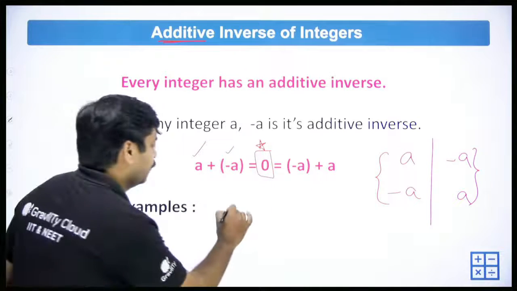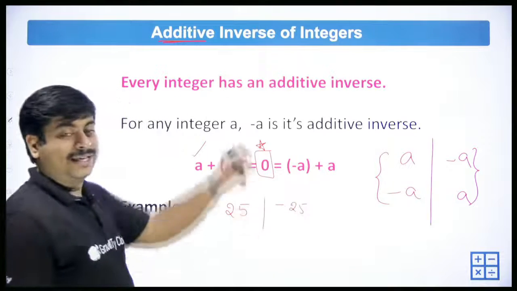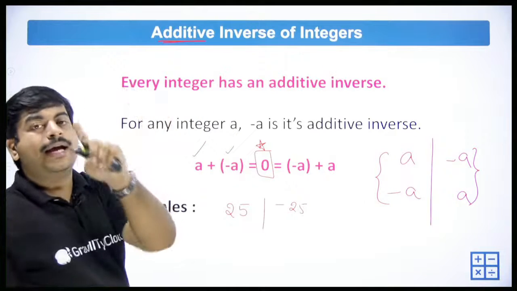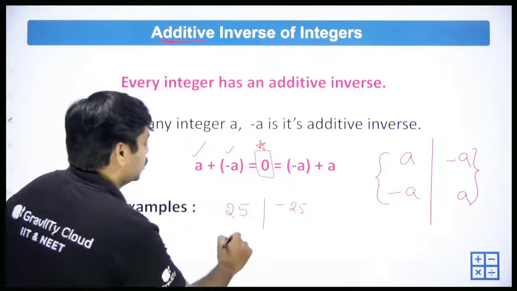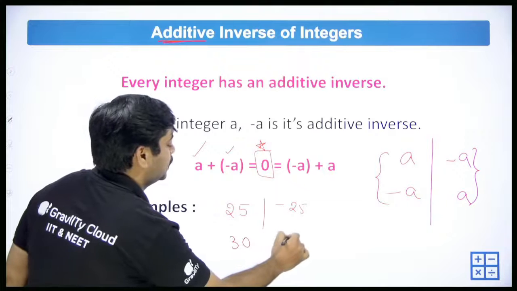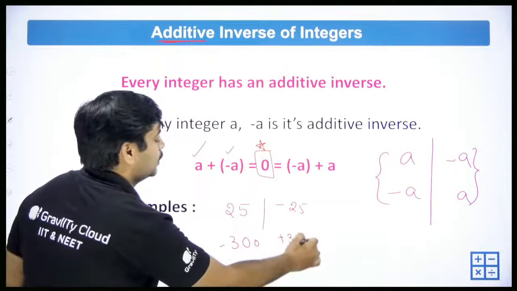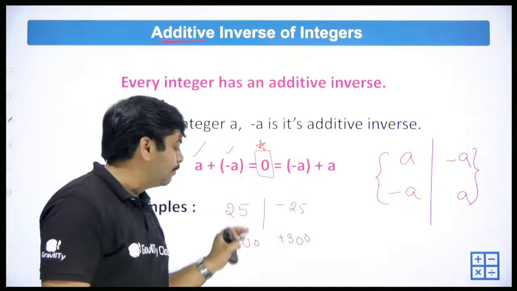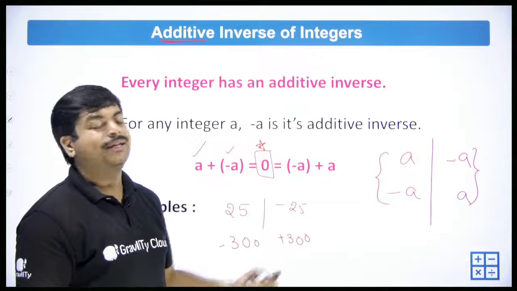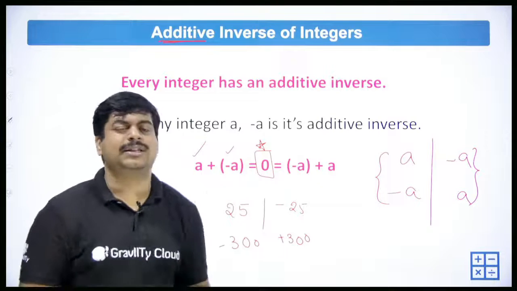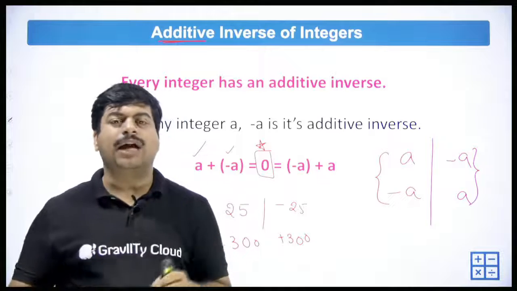Right? For the number 25, you can say minus 25 is the additive inverse, not identity. Inverse means you should get the sum as 0, right? So for example, 30 plus 0 is 30. Minus 300 plus 0 is minus 300, or minus 300 plus 300 will give you 0. So all these are different examples for additive inverse. Simply just change the sign. If you have negative, remove it. If you don't have, keep it.